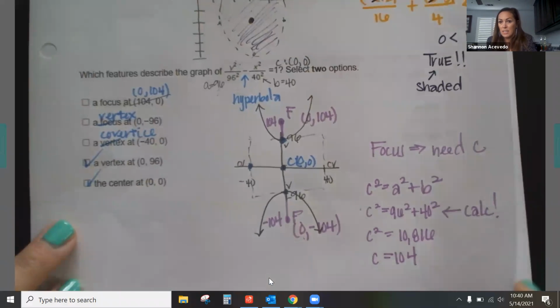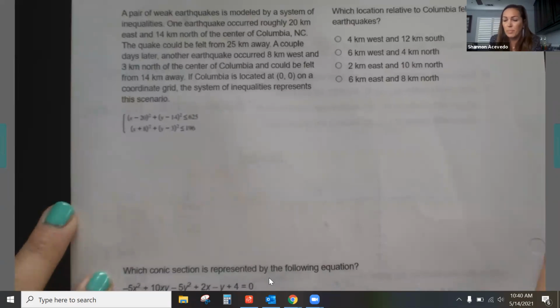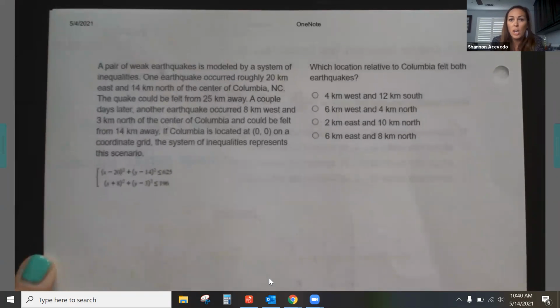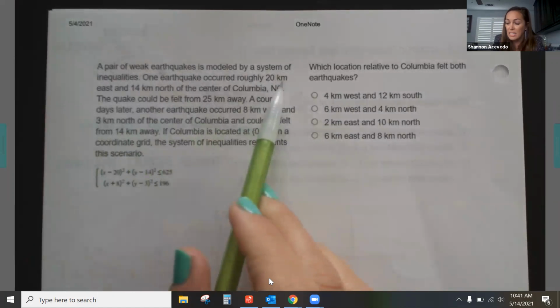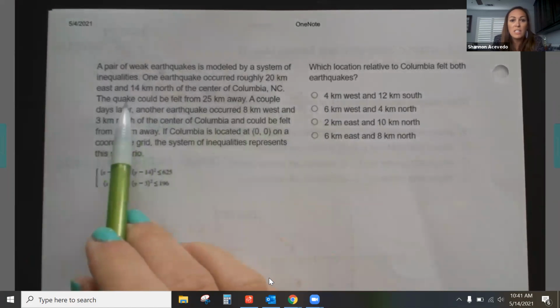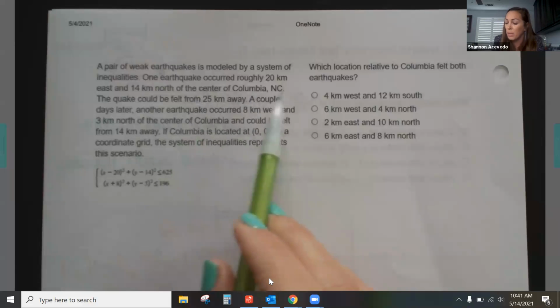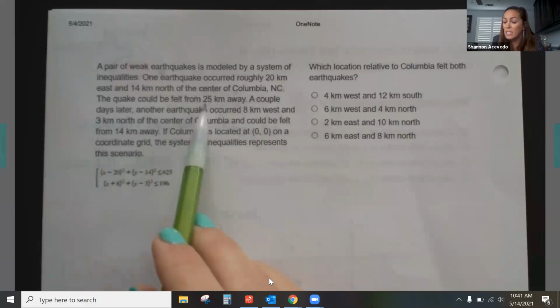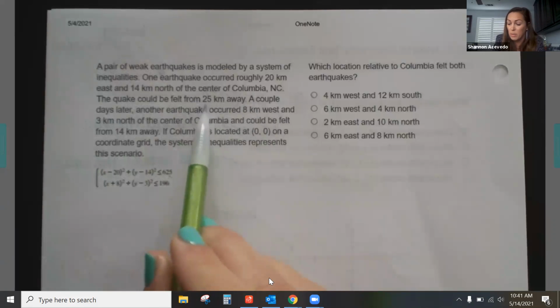All right, next one. We saw one like this yesterday, talking about earthquakes and how they're modeled. An earthquake happens at 20 kilometers east, 14 kilometers north of the center of Columbia, North Carolina. The quake is felt 25 miles away. That's where this is coming from. So this is where the center of the quake is, and this is that radius squared. Remember, r squared, that's my 25 squared.